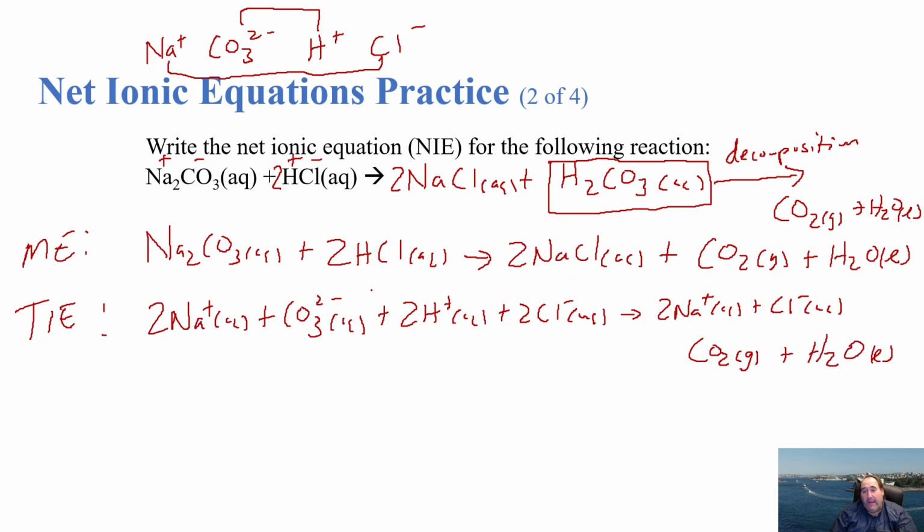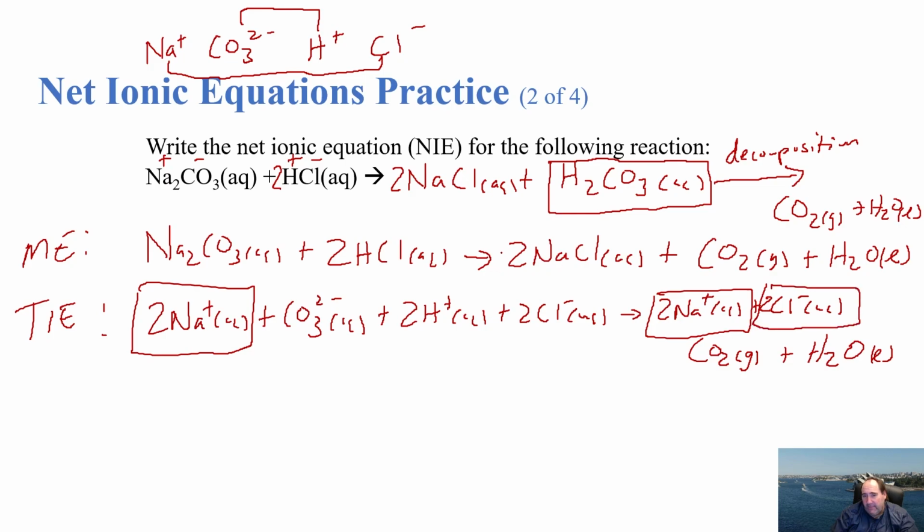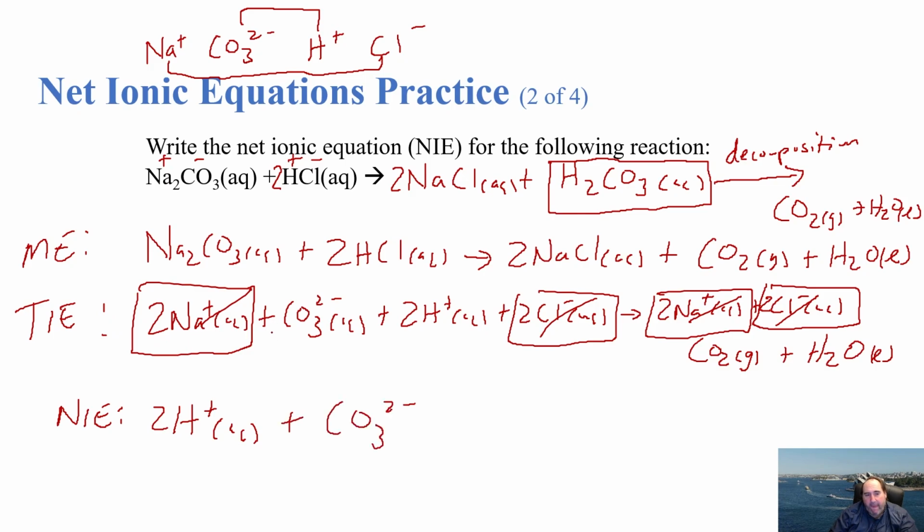All right, so spectator ion wise here, sodium and chloride, which I forgot to put the 2 there. There, we got it. There we go. 2 there and 2 there. We'll cancel. That's going to leave us our net ionic equation, which is basically 2 H plus and some carbonate. We'll make a little CO2 and some water. So a little different than some of the other ones, but this is what we would end up with here.